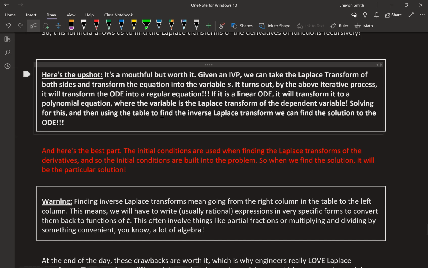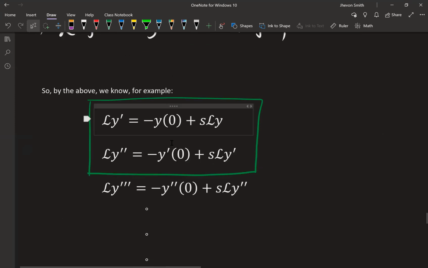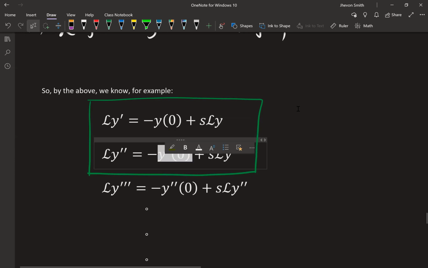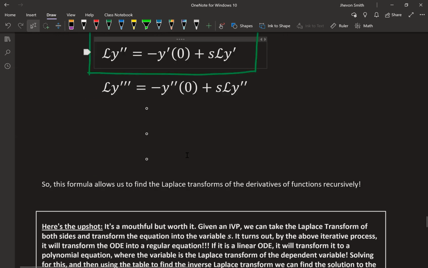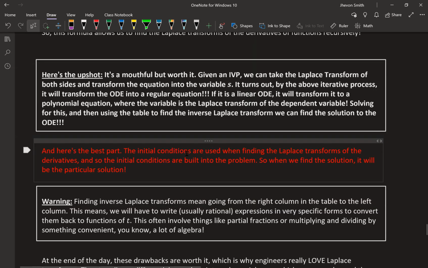It's very nice. And another thing that's very nice, you will notice that in this recursive formula, the initial conditions, y of 0, y prime of 0, etc., these guys are all built into the Laplace transform, which means once you actually hit an ODE with a Laplace transform, your initial conditions are built into that process, which means you never have to find an arbitrary constant that will give you that initial condition, because the initial condition will already be there.